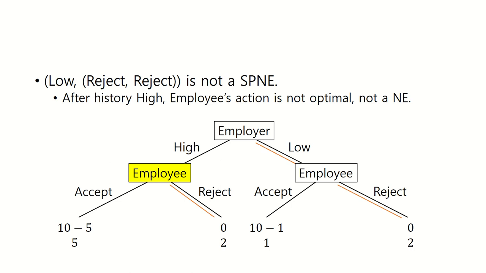So after the history high, there is a subgame. In that subgame, this reject does not constitute a Nash equilibrium. So this low reject is not a subgame perfect Nash equilibrium, because in a subgame perfect Nash equilibrium, in any contingency, everybody's decision is optimal. In every subgame, the tuple of strategies constitutes a Nash equilibrium.